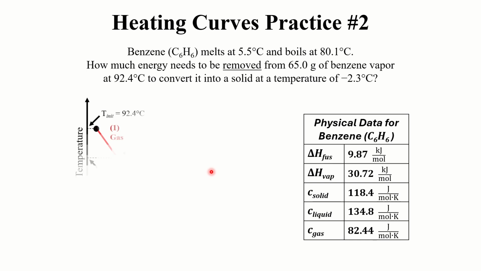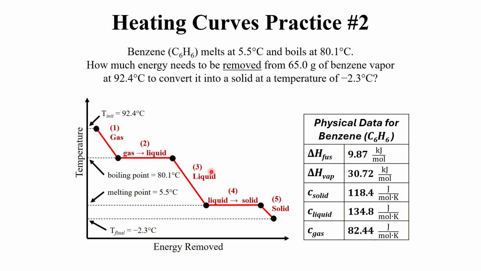All right, now I'm going to show a little bit of work for this problem. Here's the diagram I came up with. The initial temperature is 92.4 degrees Celsius. We're going to cool that gas down until we hit the boiling point of benzene at 80.1 degrees Celsius. Then we've got our phase change going from a gas to a liquid. Now we're a liquid at 80.1 degrees Celsius, and we're going to cool that down all the way to the melting point of benzene at 5.5 degrees Celsius.